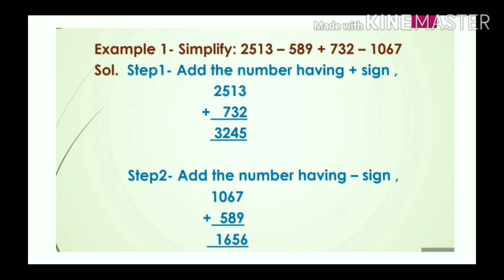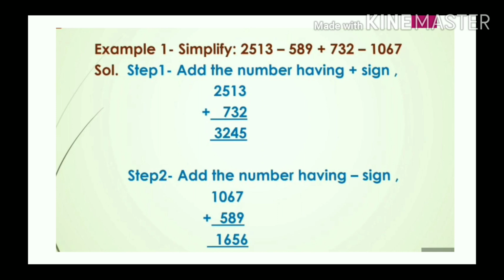So step 1 is add the numbers having plus sign. So students, see which numbers have plus sign. 2513 and 732 have plus sign. So these two will be added. So after adding, we get 3245.